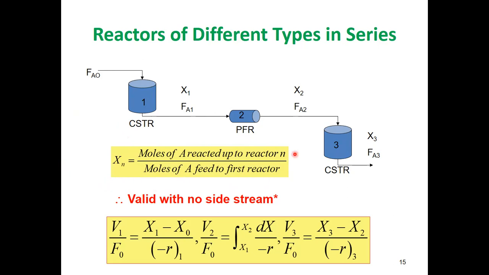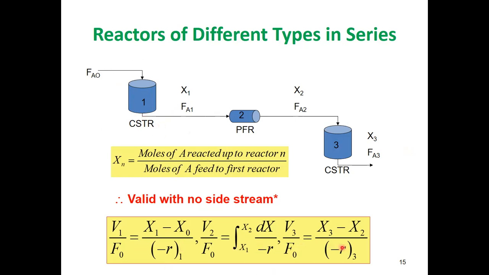Now, this particular formula and the formulas that are shared to you here below are only valid when there are no side streams. No side stream meaning there are no added input streams or streams leaving your particular system. So it's only one input and one output for each of the reactors. If there is a side stream, it's a different story, but we will not cover it anymore. So all our systems will be only single input, single output.